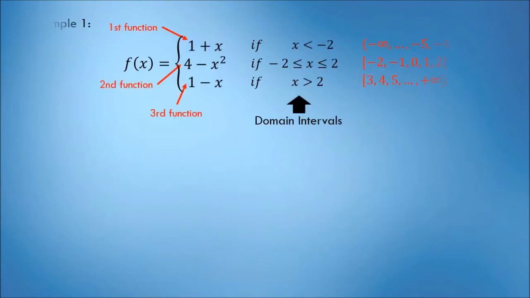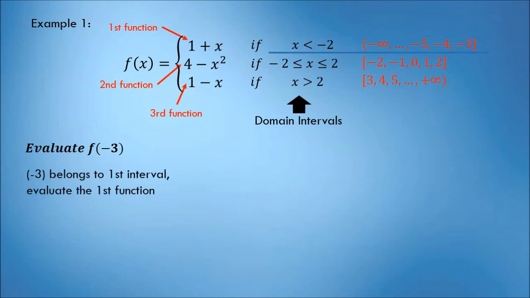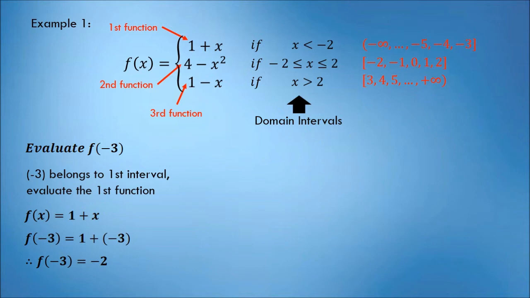Now that we understand the given piecewise function and its domain intervals, we can evaluate the function for a given point or condition. For instance, evaluate f of -3. Meaning, what is the value of the function if x is equal to -3? -3 belongs to the first interval. Therefore, evaluate the first function. That function is f of x equals 1 plus x. Substitute -3 to x. Then simplify the answer. 1 plus -3 is -2. Therefore, the value of f of -3 is -2.